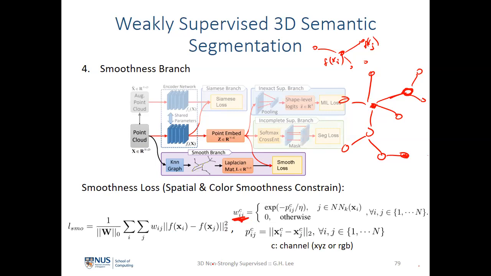The L0 norm simply means that we only count the total number of entries with ones inside, because W here is forced to become 1 or 0. So with this smoothness constraint, you are propagating the labels from all the labeled data to the unlabeled points. Therefore, at the end of this, all the 4 branches work together to turn it into a weak supervision 3D semantic segmentation.